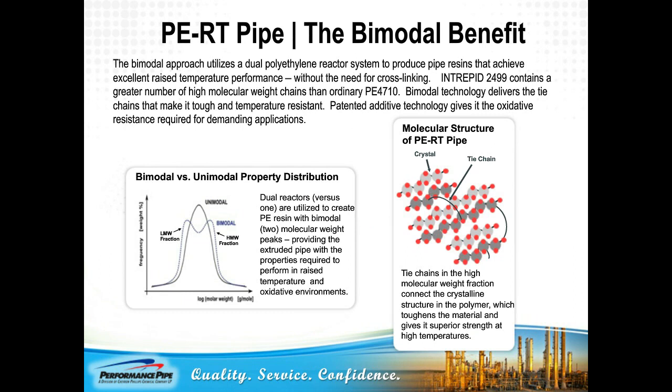PERT pipe, the bimodal benefit. So what makes the PERT material unique? The new PERT material contains a greater number of polyethylene molecules with high molecular weight chains, much more than standard PE4710 materials. Higher molecular weight determines the resin's durability. Long-term strength, toughness, ductility, and fatigue resistance all improve as molecular weight increases.